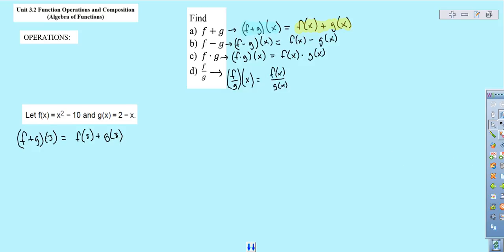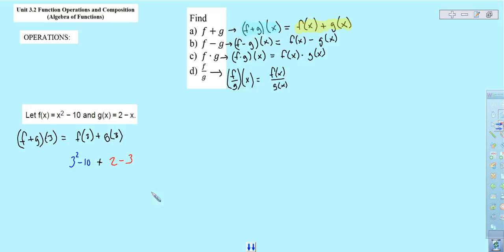We can evaluate each one of those independently. I'm going to change colors to make it stand out. So we do f of 3, that would be 3 squared minus 10, and then we do g of 3, so we put the plus sign in there, and that would be 2 minus 3. We're literally just plugging the 3 in for the x.